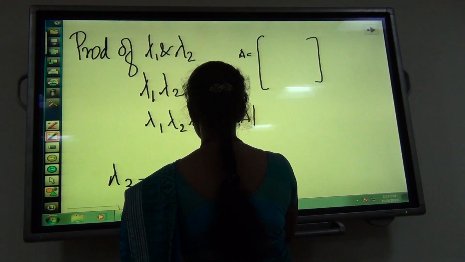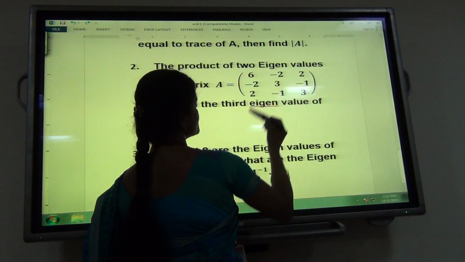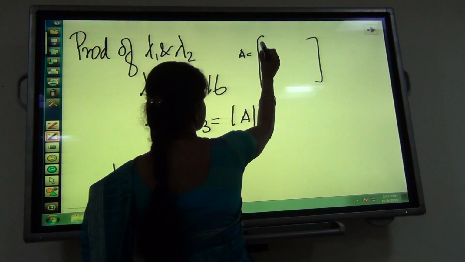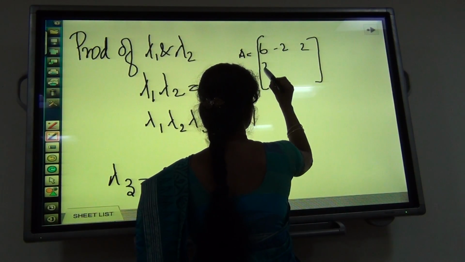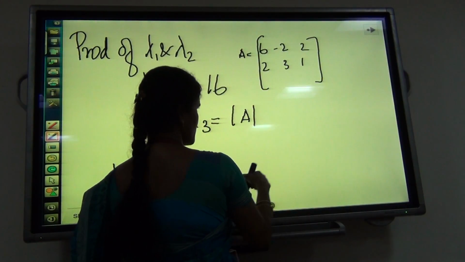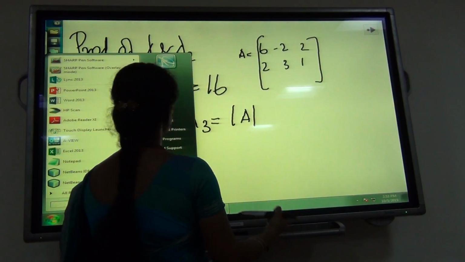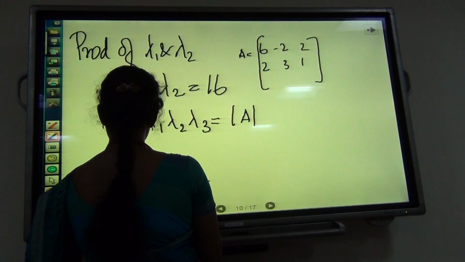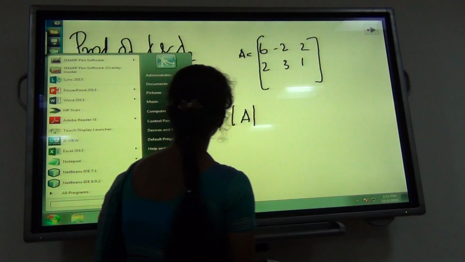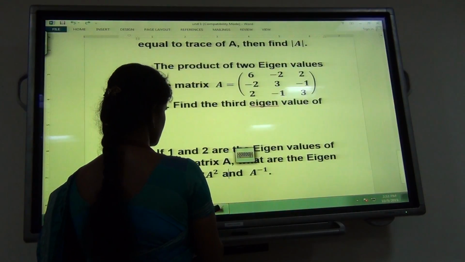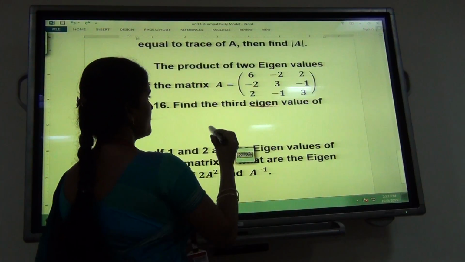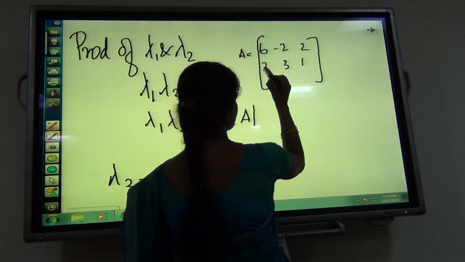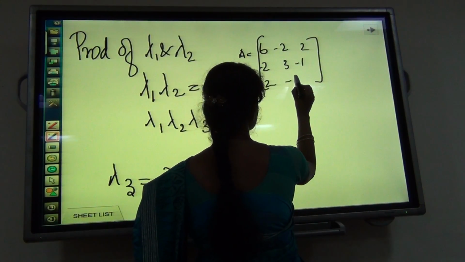What is the matrix A? It is the matrix with rows 6, minus 2, 2; minus 2, 3, minus 1; 2, minus 1, 3.